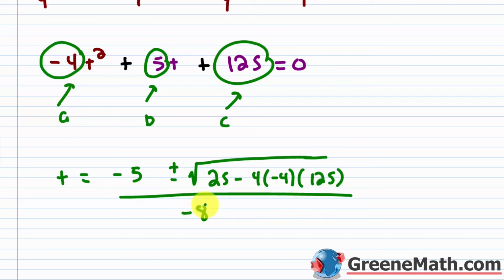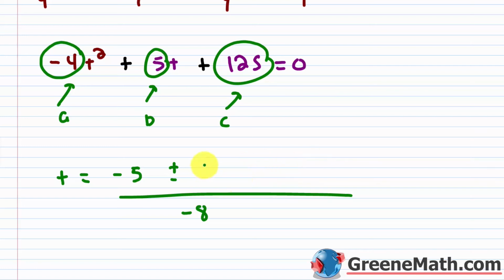Okay, so negative 4 times negative 4 is plus 16. So let's just put plus, you'd have 16 times 125. That's going to be 2,000, okay? So 25 plus 2,000, you do this all in one shot. This is 2,025. If you punch up the square root of 2,025 on a calculator, you're going to get 45, okay? So this guy's 45.